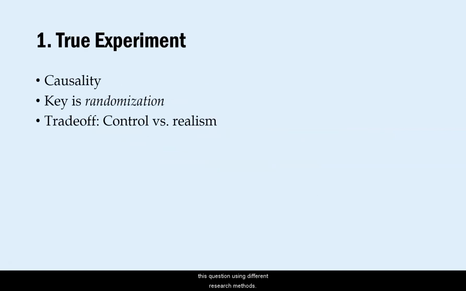The first approach would be a true experiment. The real hallmark of a true experiment is that it allows you to make causal conclusions. The point here is that you want to know, in this example, whether listening to music is the cause of increases in productivity. And the true experiment is the only way you can do that. Now, the key of a true experiment is randomization. Without this, the whole thing falls apart.